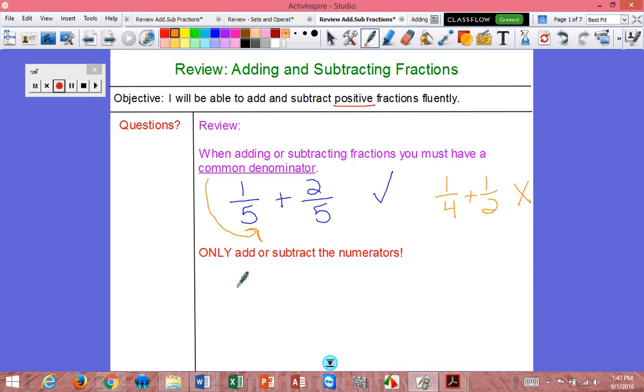Whenever we do operate, we're only going to add or subtract the numerators. So in this example here, pretend like the denominator is like its label. So if you had one, let's say Kit Kat. If you had one Kit Kat plus 2 Kit Kats, you would have 3 Kit Kats. So if you had 1/5 plus 2/5, you would have 3/5.